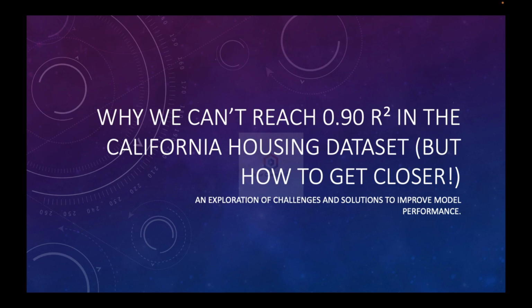In our last video, we built a machine learning model to predict California housing prices using XGBoost. We improved our R square score from around 0.8 to 0.84, but many of you asked, can we push it to 0.9? So let's find out. Today we will explore why reaching 0.9 R square is difficult for this dataset. We will also discuss feature engineering, model stacking, and advanced techniques to maximize accuracy.